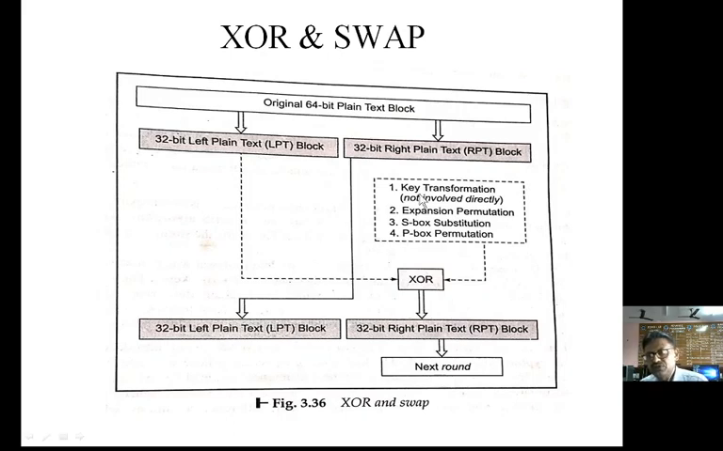In the next round, what happens? Again, we find K2 by using the key transformation process. Again, whatever is our RPT, we expand it into 48-bit, and then K2 is XORed with the expanded RPT, and after that S box substitution is applied, and then P box permutation is applied, and then it is XORed with the LPT to get the new RPT, and the previous RPT will become the new LPT, and this process goes on up till the 16th round. So in all 16 rounds, you have to transform the key, take the RPT, expand it, XOR with the key, apply the S box substitution, apply the P box permutation, and then XOR with the LPT to get the new RPT, and the 32-bit RPT will become the new LPT, and this process goes on for all the 16 rounds.